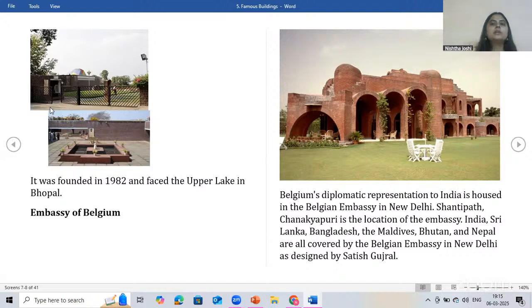Another famous building made in brick, just like Bharat Bhavan Bhopal, is the Embassy of Belgium. Belgium's diplomatic representation to India is housed in the Belgian Embassy in New Delhi. This building was designed by architect Satish Gujral, and along with Belgium, this also houses the embassies of Sri Lanka, Bangladesh, Maldives, Bhutan, and Nepal.